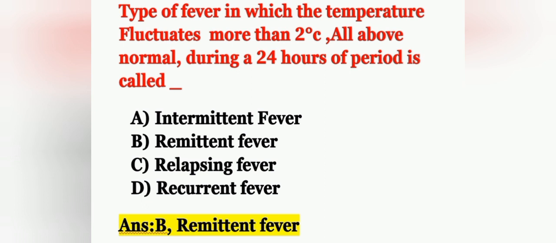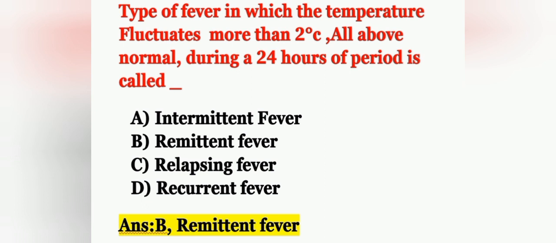In remittent fever, the temperature variation is more than 2 degree between morning and evening, but it does not reach normal. Okay, that is known as remittent fever. Here, temperature fluctuation is more than 2 degrees Celsius. So that indicates it is a remittent fever.